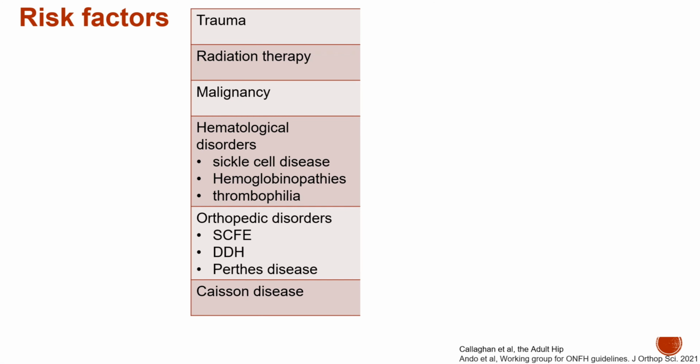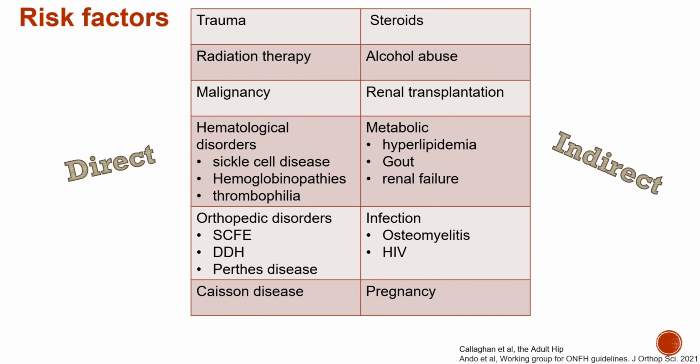So, the risk factors are mainly divided into the direct factors, which can be due to trauma, radiation therapy, malignancy, hematological disorders such as sickle cell disease, hemoglobinopathies, thrombophilia, orthopedic disorders such as SCFE, developmental dysplasia of hip, Perthes disease, Caisson's disease, or it can be due to indirect factors such as steroids, alcohol abuse, renal transplantation, metabolic causes, or infections such as osteomyelitis or HIV, and in rare instances, pregnancy.